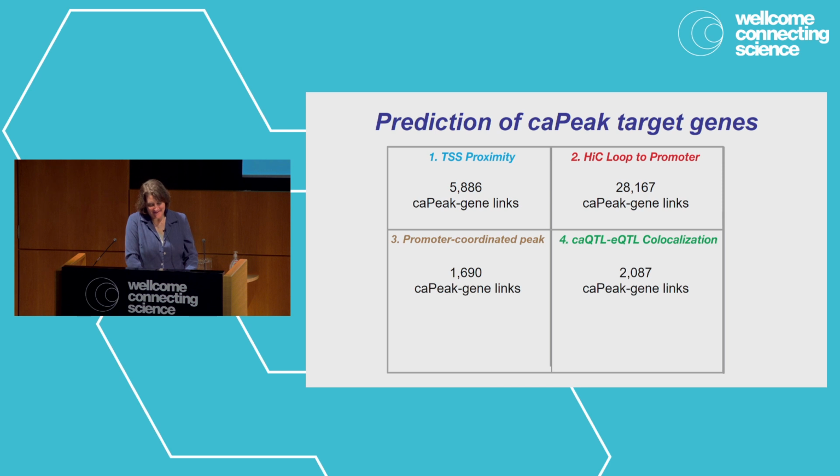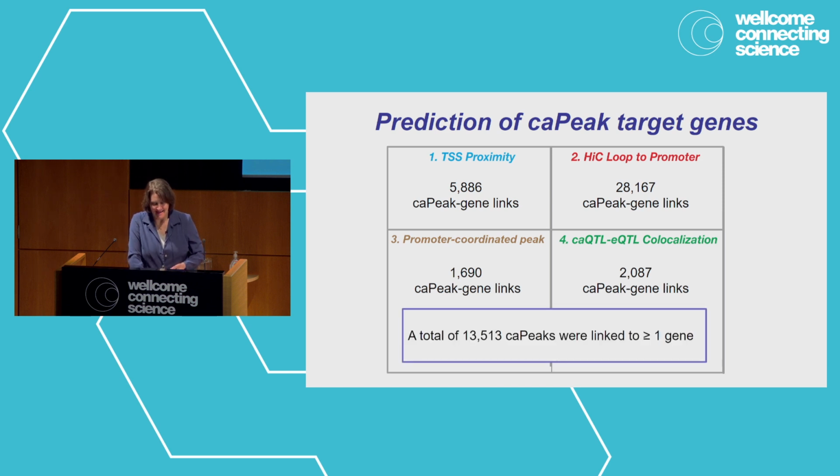Together, they identify 13,000 of the peaks we were able to link to at least one gene. So there's a lot of work still to be done in the peak to gene linking arena, and to figure out which of these methods are the most valid.